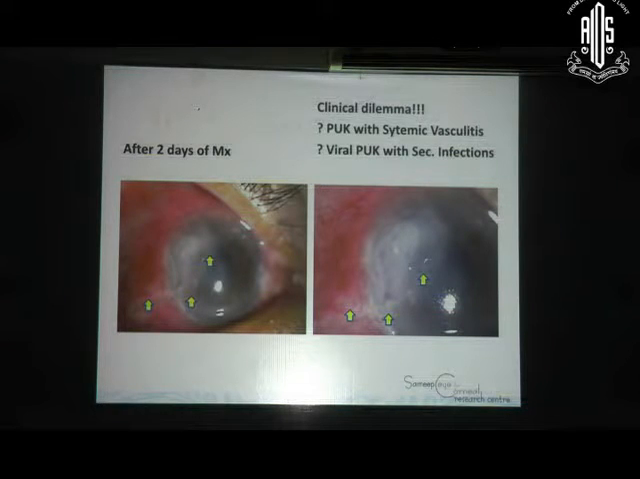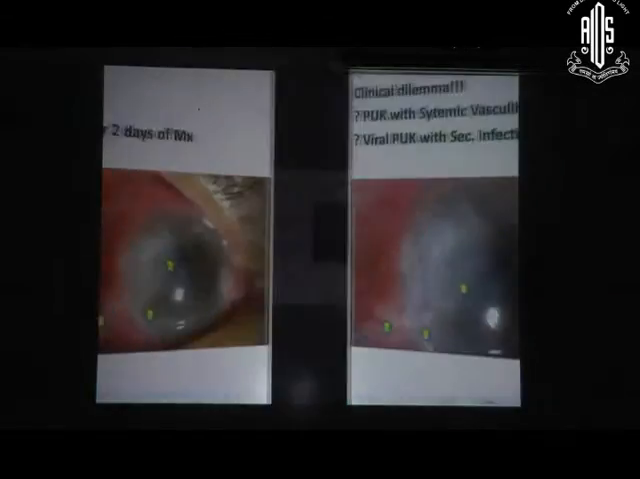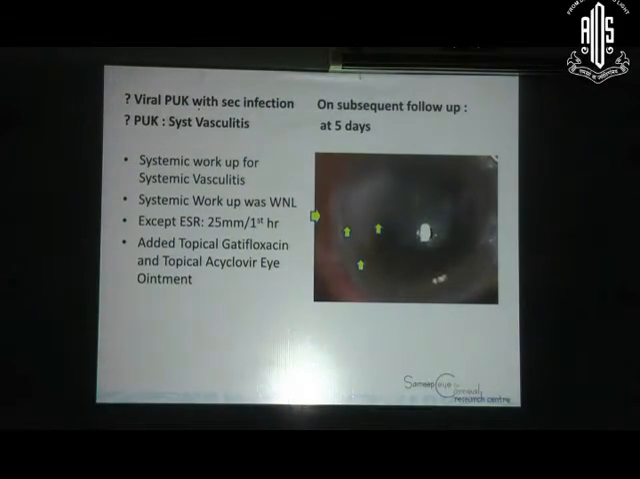So there was a clinical dilemma whether we are dealing with a peripheral ulcerative keratitis, PUK, with any of the systemic vasculitis, or is it a viral peripheral ulcerative keratitis with secondary bacterial and fungal infection. So we did systemic workup for this patient, and it turned out to be within normal limits, except the ESR was 25 mm in the first hour. We added topical gatifloxacin and topical antiviral, thinking that it could have been a peripheral PUK secondary to viral infection with secondary bacterial and fungal infection.